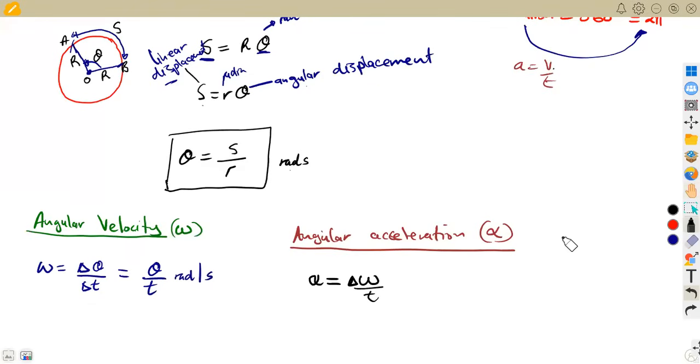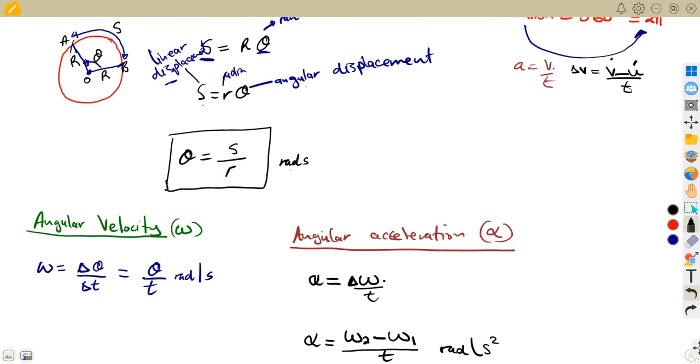Just like velocity, we know that the change in velocity can be given as v minus u over t, whereby you are given final velocity and initial velocity. It is the same thing for angular acceleration. We can have the final angular velocity, which is omega 2 minus omega 1, over time. And the units there are going to be rad per square second.